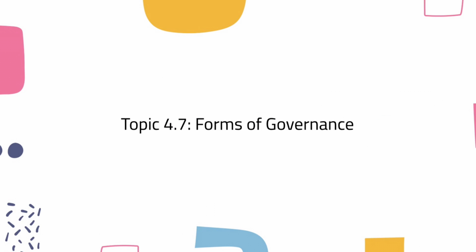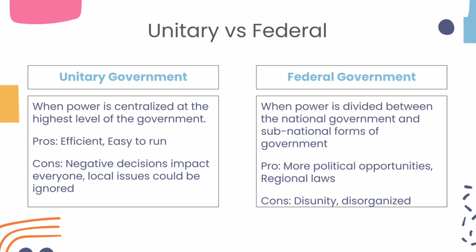There are two forms of governance, which are unitary and federal. A unitary government is when power is centralized at the highest level of the government. This means that laws created by the central government could affect everyone, and today the majority of countries with fewer nations in the country have a unitary government. Some pros of using a unitary government is that since the power is centralized to the highest level of the government, it can be considered as more efficient and easy to run.